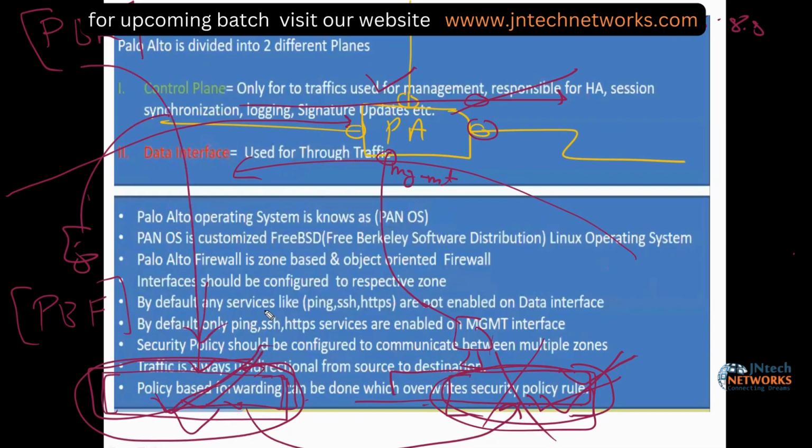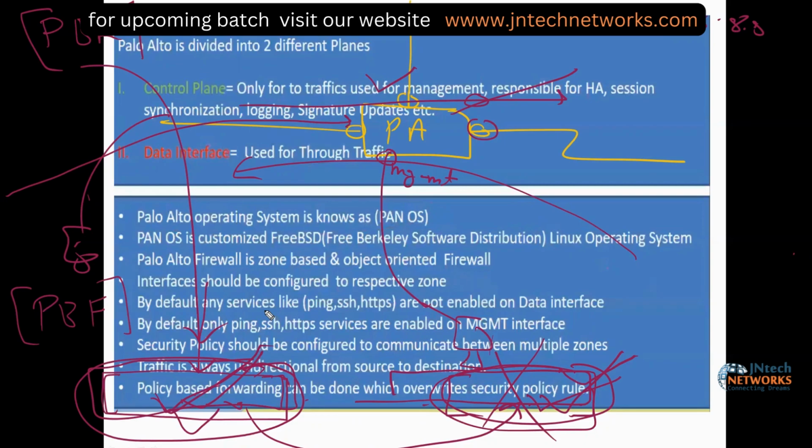If any entry is available in policy-based forwarding and for the same traffic an entry is available in the security policy rule, it will first check policy-based forwarding. And see, in policy-based forwarding, we have limited options to check, like source zone, destination zone, source IP, destination IP, done, finish. Traffic is allowed. So no need to check. One policy is enough for forwarding the packet, right?